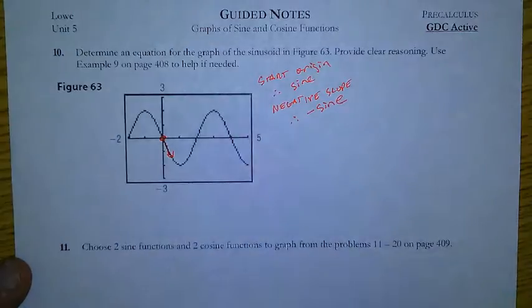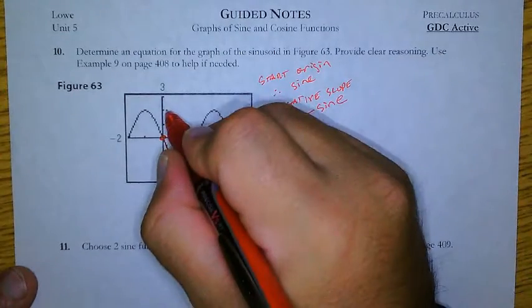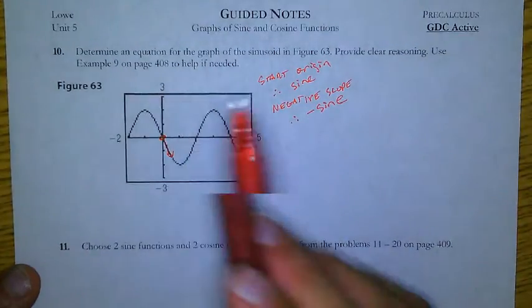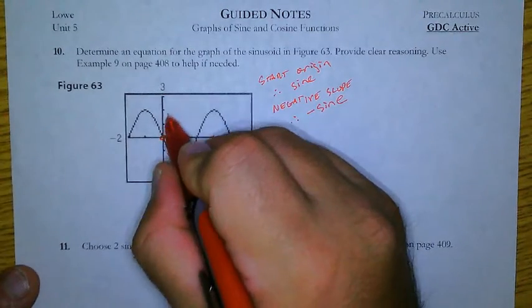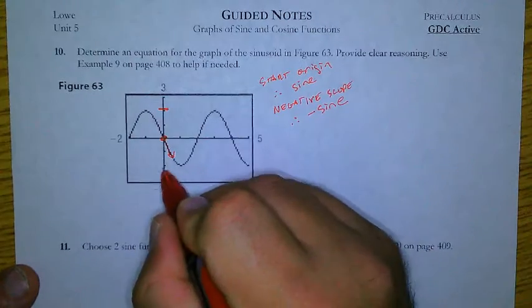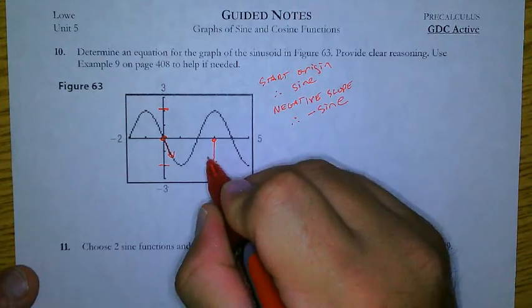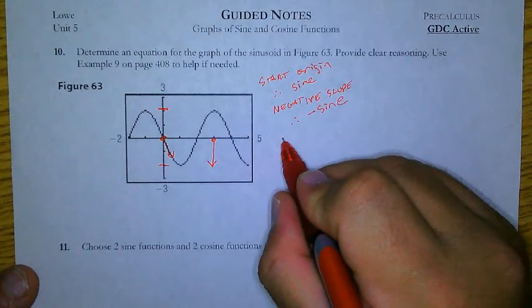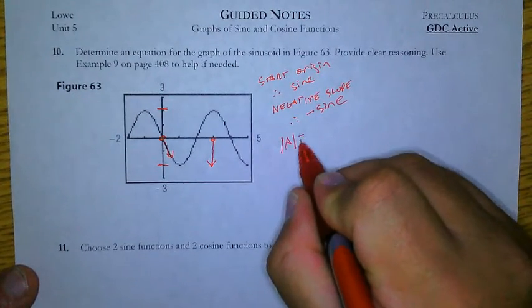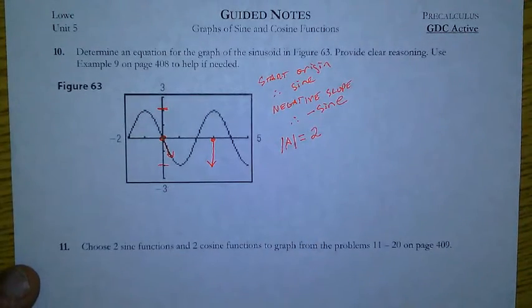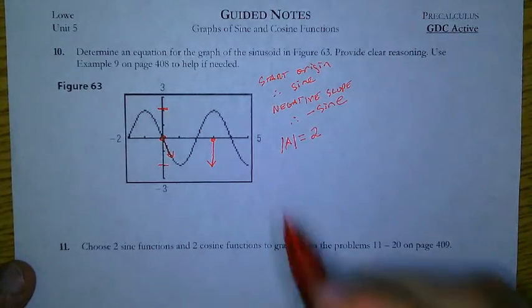Our amplitude, if we look at this, is saying that we're going from -3 to 3, so each tick mark is 1. So our amplitude is the distance from that center line down to a max or a min. And so our amplitude is equal to 2. And we want to know the period.